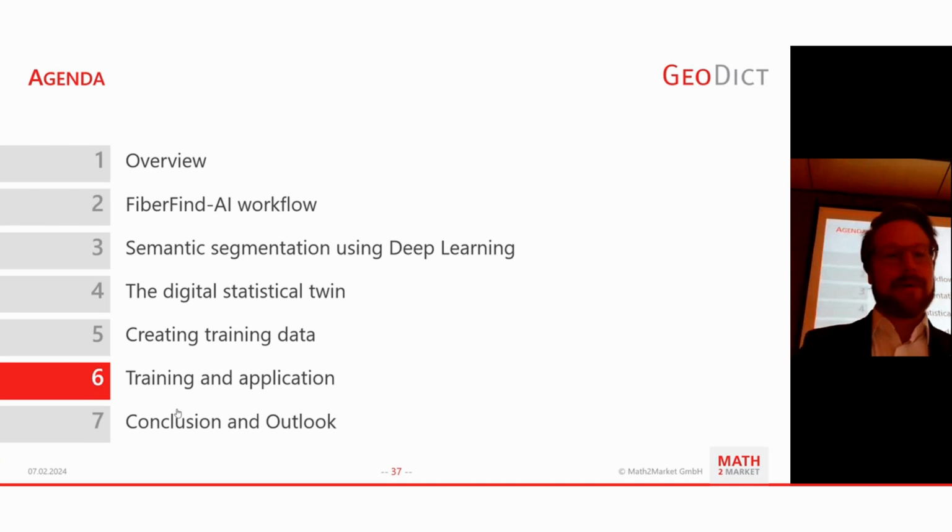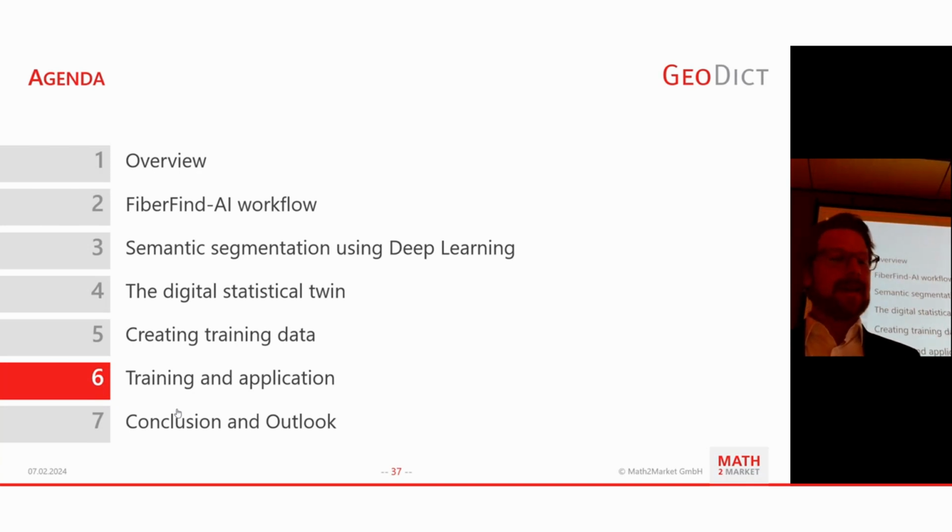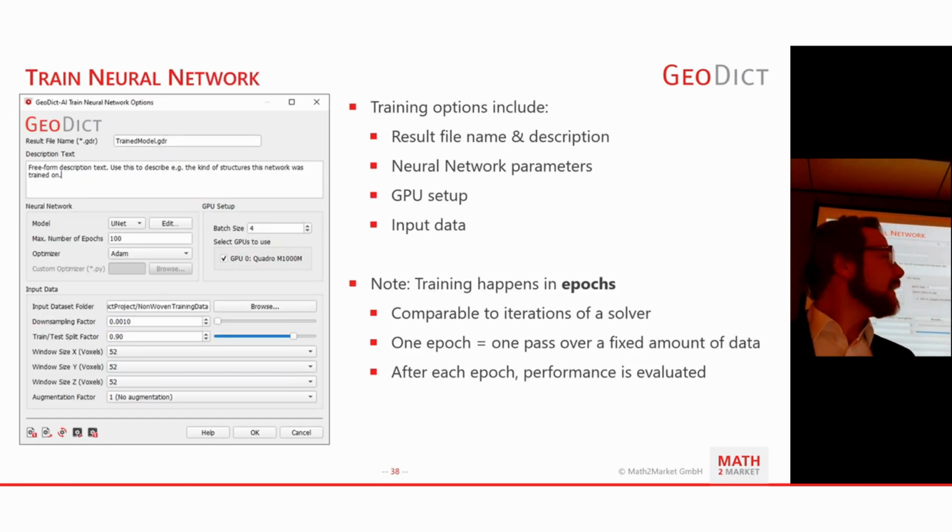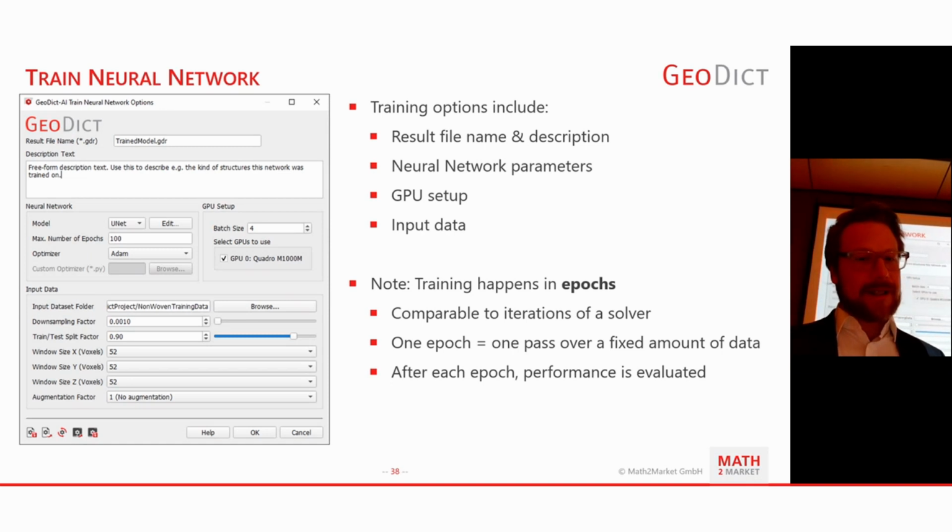So now we basically have our folder with our training and testing structure, and now we need to train our neural network. And that would actually be the next option in Geodict AI. So this is a rather large dialog, but I will go through it part by part. So the training options here, that's the dialog that you see here, has basically 4 sections. You have up here, let me activate the pointer again.